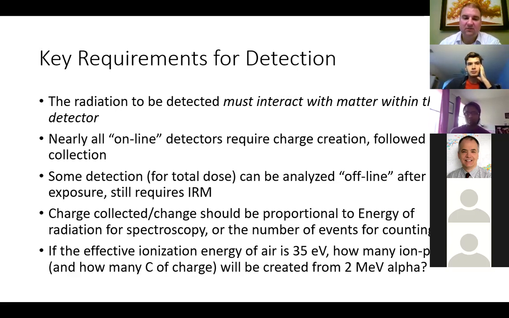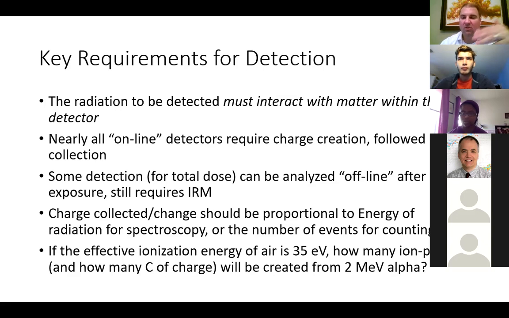Some detection, so we can do this for total dose. Dosimeters can sometimes be analyzed offline after the exposure. If you were working in the physical laboratories this summer, you would have been issued dosimeters to track your radiation exposure within the laboratory. Those in a work setting typically get collected once a month.